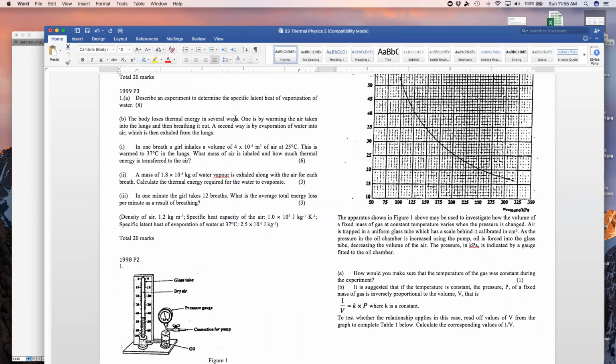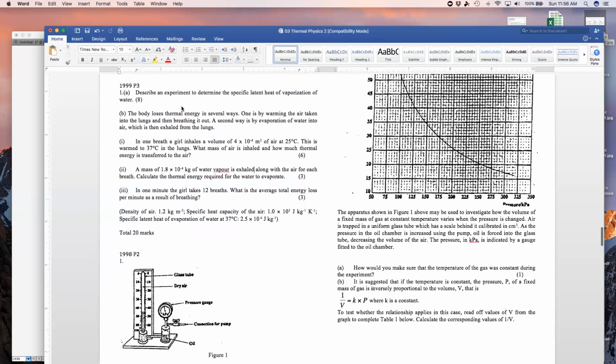Well, this one is an interesting question. A really interesting question. It has a combination. It's not gas laws. It's specific heat capacity and latent heat. I somehow felt we did this, did we? Did you do this question on one of the Saturday classes? No? All right. So let's go through this.